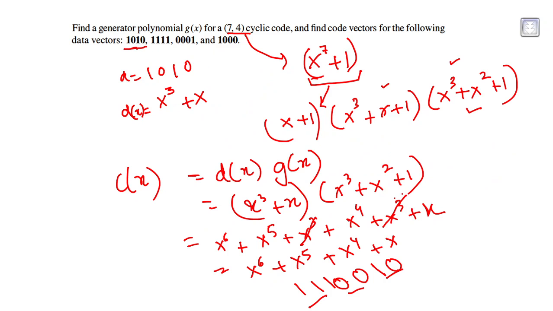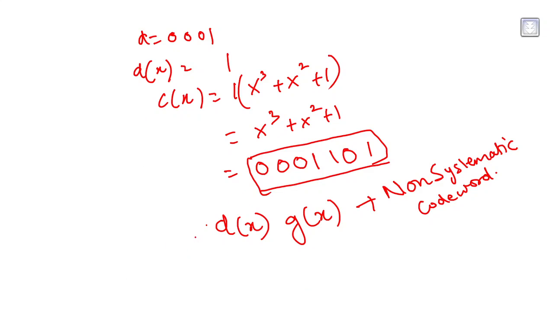You can see that 1010 was resulting in a code word 111010. The first should be data, but this is not available, so this is non-systematic. Okay, so to generate a systematic code, our motive is now to generate a systematic code word.